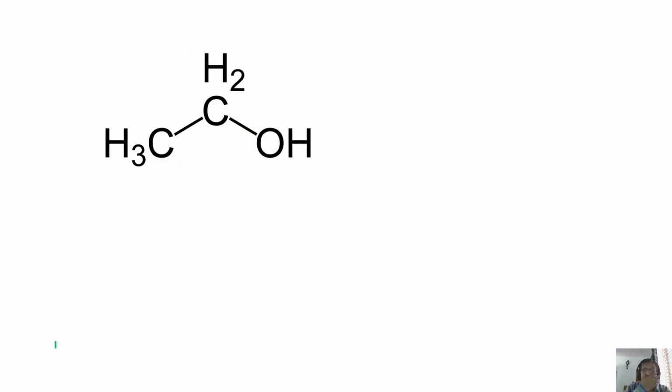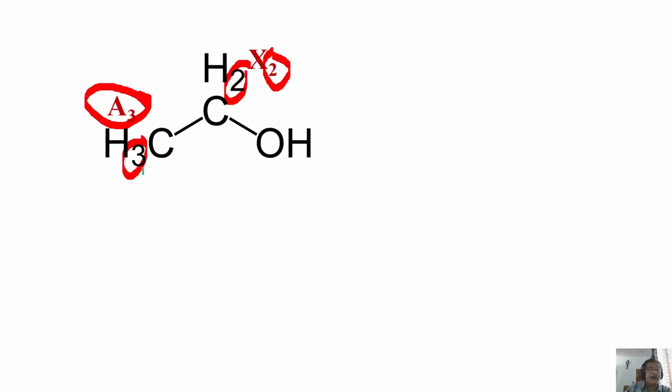In which case, what is the notation we have to use? Think carefully. It is A2X3 or A3X2, whatever it is. This one I call A3 because there are 3 protons. I call it X2 here because there are 2 protons here. It is called an A3X2 spin system. The subscript refers to the number of equivalent protons present in that group. You understand? This is an A3X2 spin system.